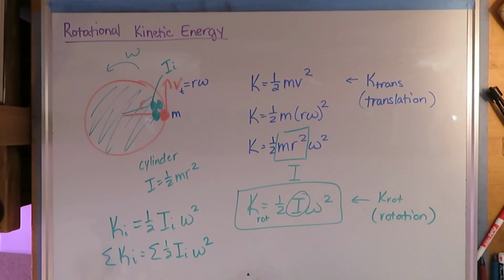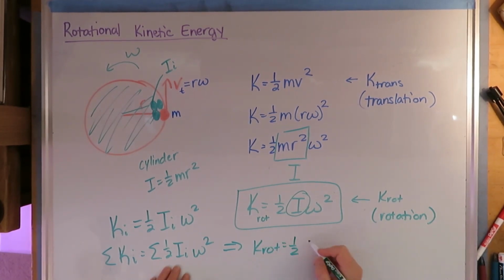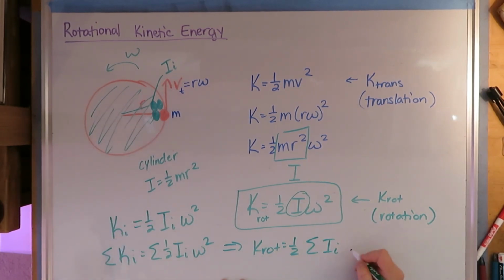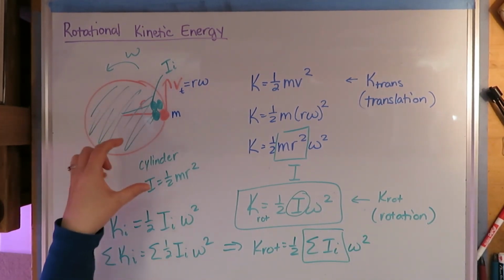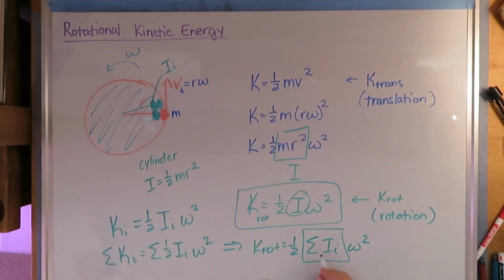And because the 1/2 is a constant and the omega is a constant, we can define this rotational kinetic energy as 1/2 times the sum of all the moments of inertia of each of the little individual pieces, times omega squared. And what do you know, if you were to actually do that for a cylinder, and you can do this with calculus, then what you would find is this I is 1/2 mr squared. That's the relationship that you would end up getting.